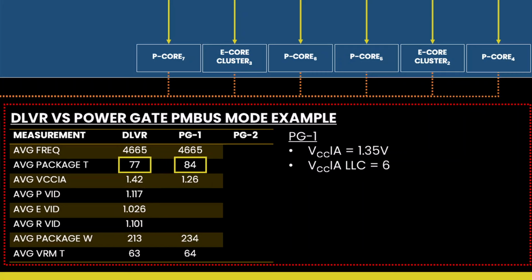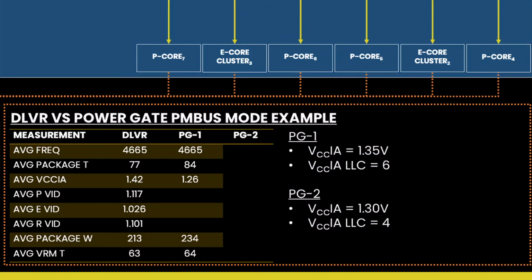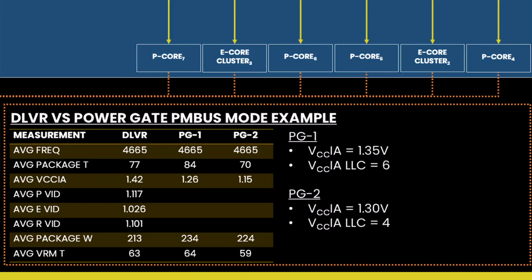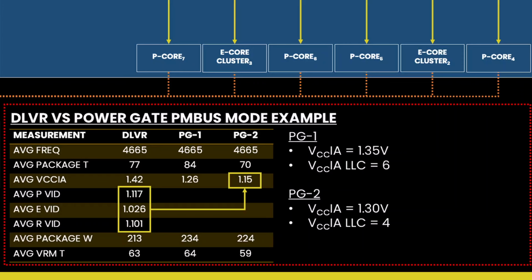Despite the much higher voltage though, the temperature is only 7 degrees Celsius higher than what we got when we were running with DLVR. If we set 1.3 volt with load line 4, then the effective voltage under load is 1.15 volt, which is very similar to DLVR. Despite the almost identical voltage for the P-core, E-core, and ring, the operating temperature is 7 degrees Celsius lower than what we got with DLVR.